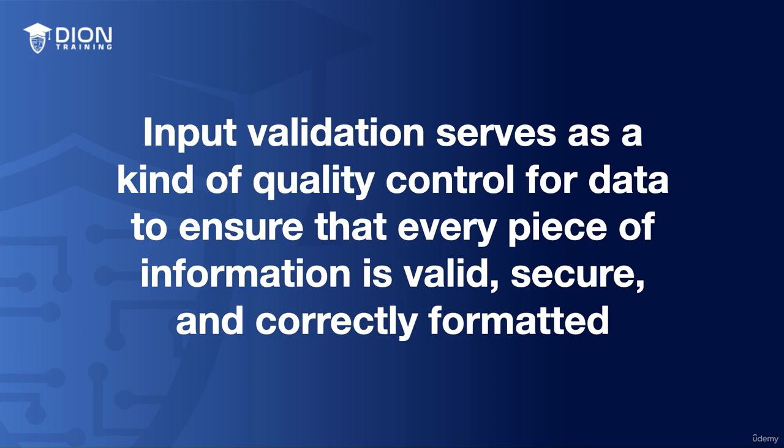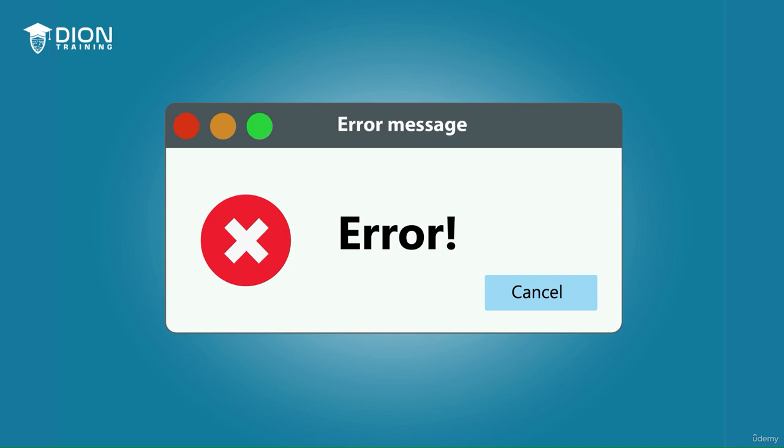This is not just about preventing malicious attacks, but it also helps to ensure that our systems behave predictably and can handle errors gracefully. For example, if a function expects a numerical value but receives a string instead, it could cause errors or unpredictable behavior. Proper input validation catches such issues before the application attempts to perform an operation on the wrong type of data.